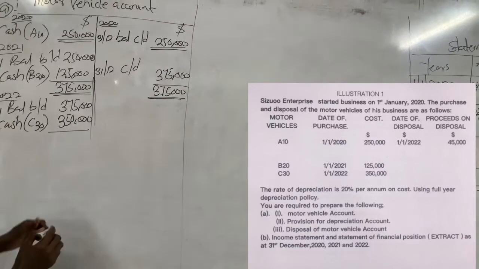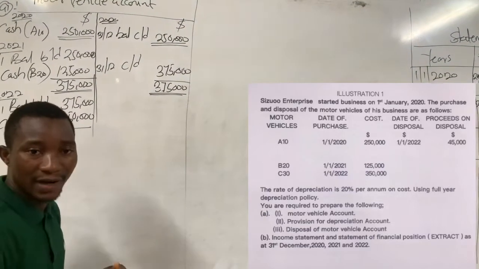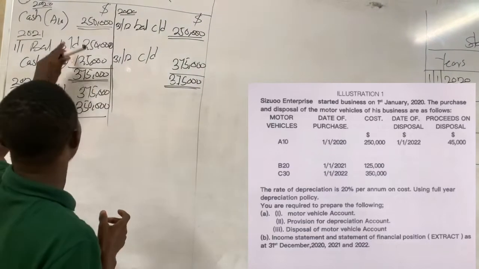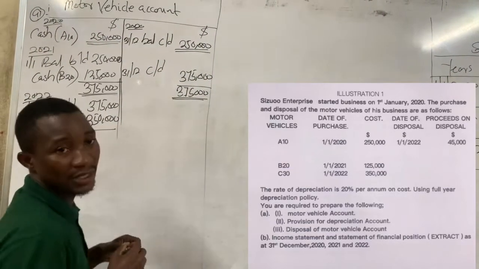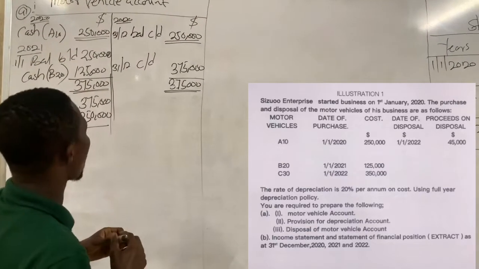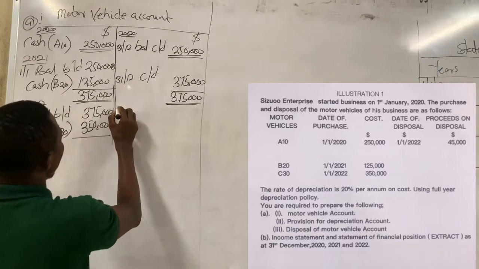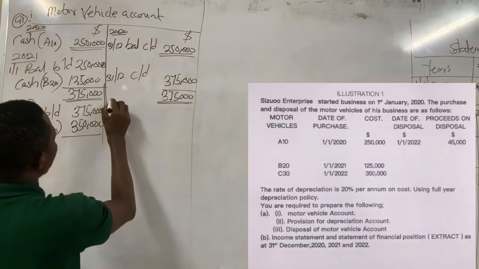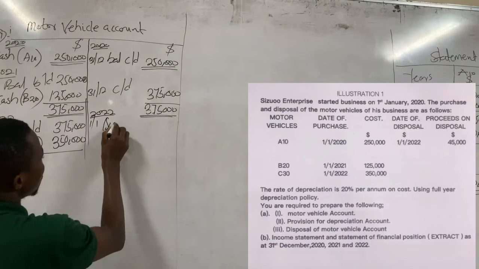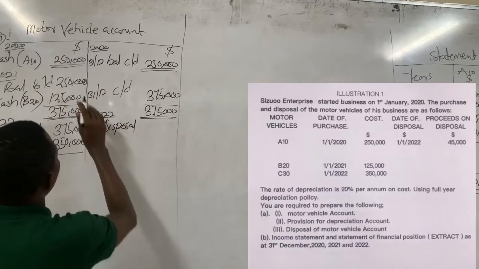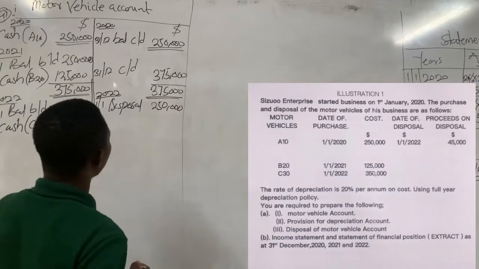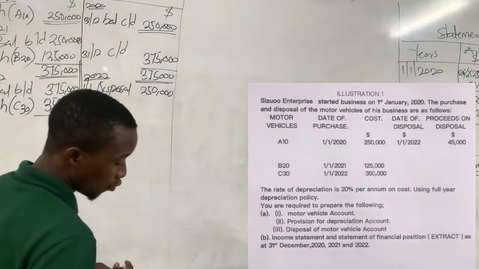$350,000. But mind you, in 2022, we disposed of an asset, that is asset A10, and the cost of asset A10 is $250,000. Anytime we make a disposal, or we dispose of an asset, we use the cost to make the entry. So that will be disposal. That is 1st of, so this is 2022, 1st January. We made a disposal, and the cost is $250,000. Is that okay?